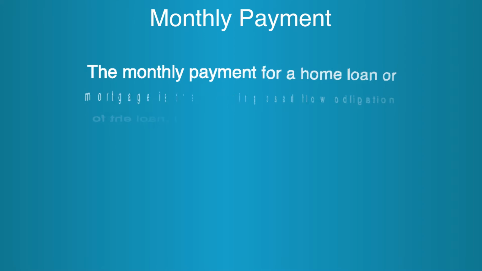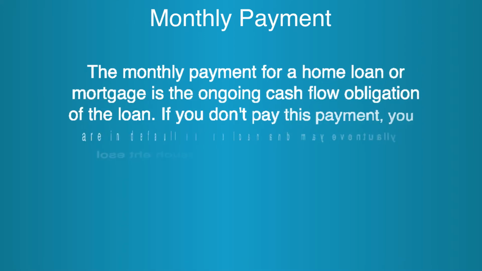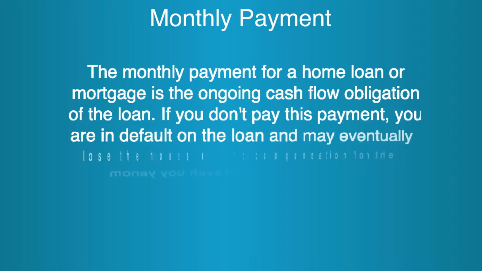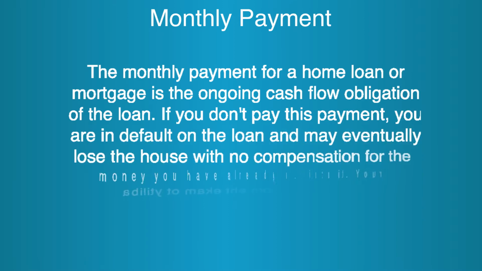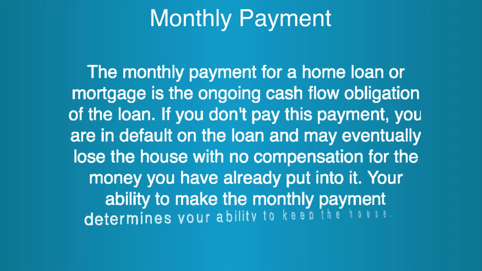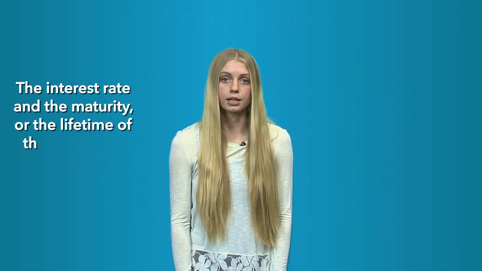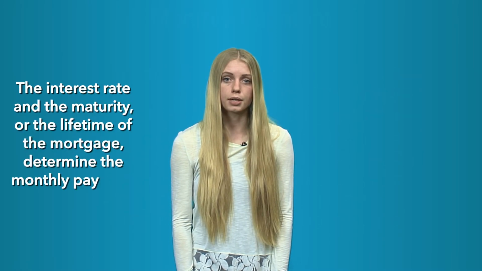The monthly payment for a home loan or mortgage is the ongoing cash flow obligation of the loan. If you don't pay this payment, you are in default on the loan and may eventually lose the house with no compensation for the money you have already put into it. Your ability to make the monthly payment determines your ability to keep the house. The interest rate and the maturity, or the lifetime, of the mortgage determines the monthly payment amount.